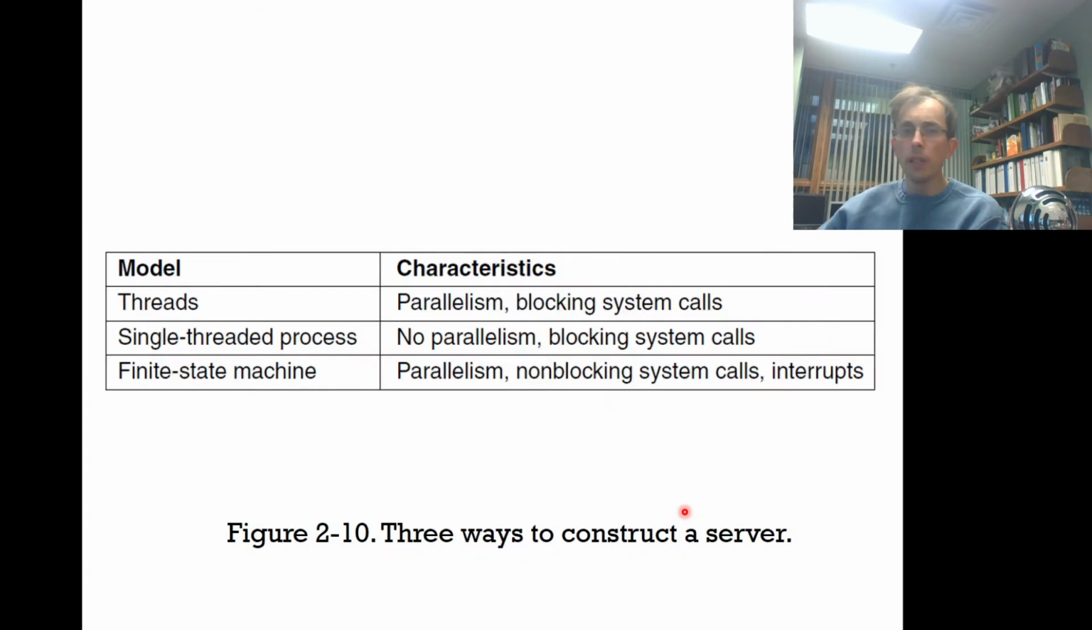All right, and here are the models that we could use for constructing a server. There's a thread model: parallelism, potentially blocking system calls. There's a single-threaded process: no parallelism, blocking system calls. And a finite state machine: parallelism, non-blocking system calls, and interrupts, right, for when the reads finish and have to notify that they're done. They're all three very interesting models, and they all have certain strengths and weaknesses attached to them.